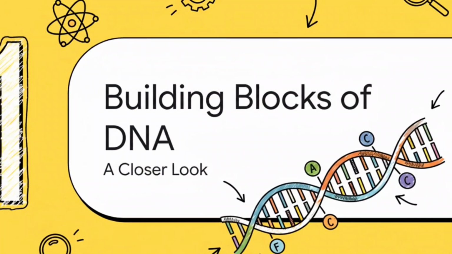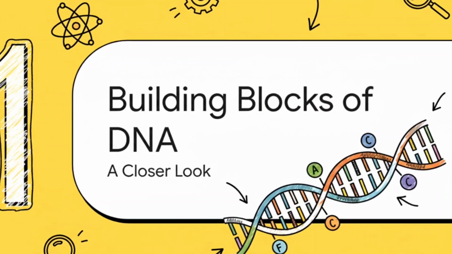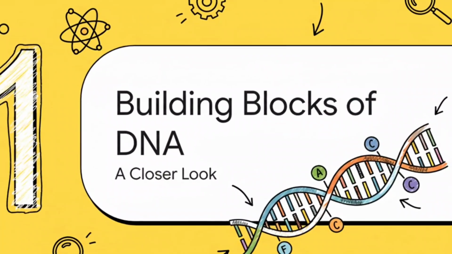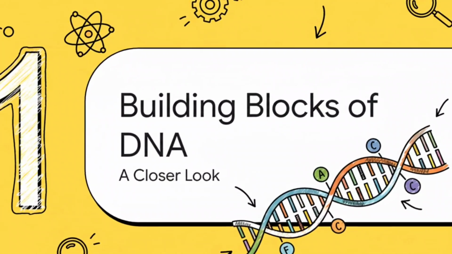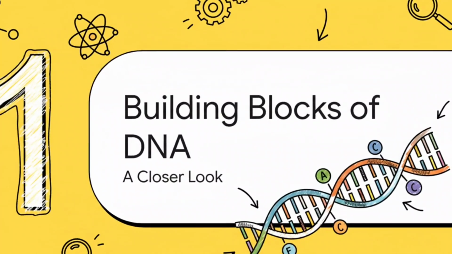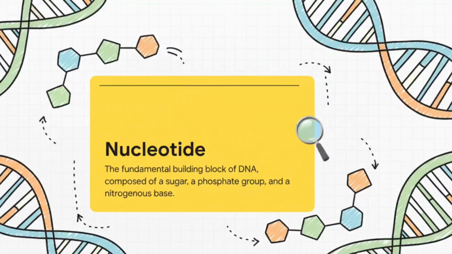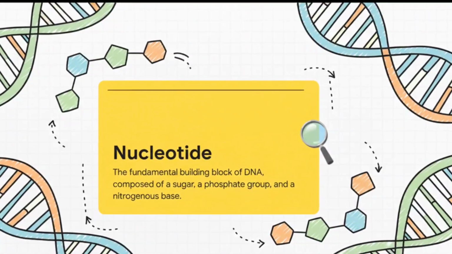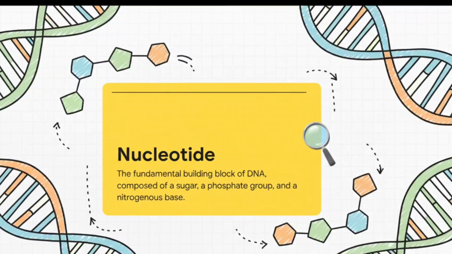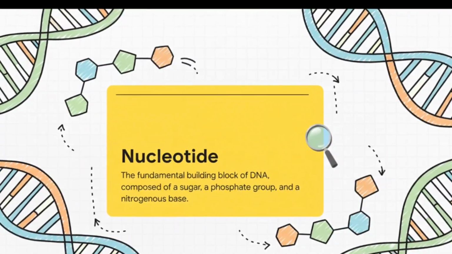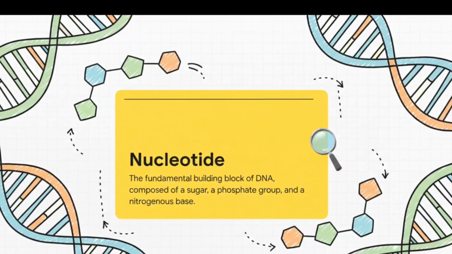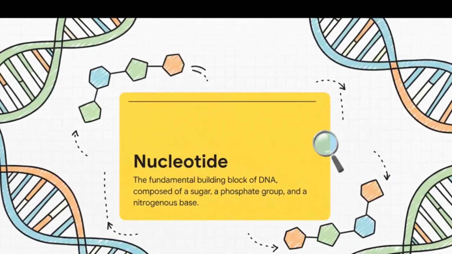Okay, so how in the world does this amazing molecule actually work? Well, to really get it, we need to zoom way in and look at its most fundamental parts. So let's start with the absolute basic building blocks of this incredible code. All right, the single most important unit we need to talk about is the nucleotide. If DNA is this giant instruction manual for life, then a nucleotide is like a single letter in that book. Every single word, every sentence, every instruction, it's all written using these fundamental pieces.